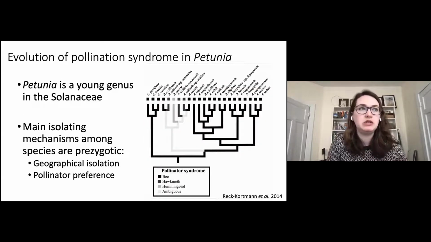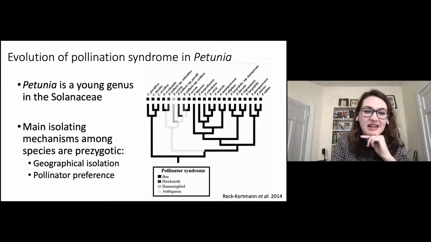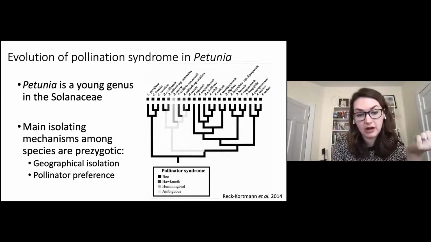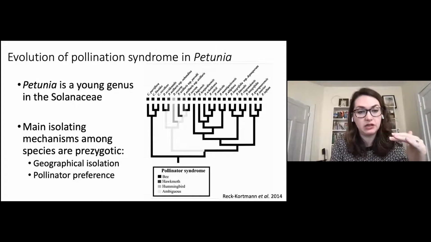Looking at the genus Petunia, we know that it's a young-ish genus in the Solanaceae. In Petunia, the main isolating mechanisms between species are prezygotic, where you have geographical isolation, and then when species are in sympatry, there's strong pollinator preference.